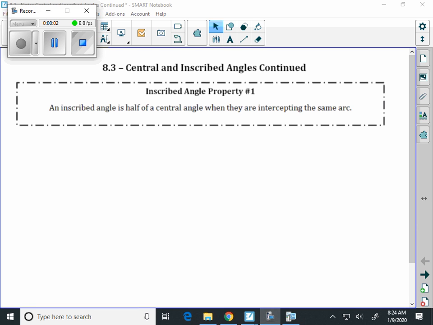We're going to work with central and inscribed angles, some more facts about central and inscribed angles today. And the first one is an inscribed angle is half of a central angle when they intercept the same arc. And I actually don't use this. I tend to just figure it out on my own.